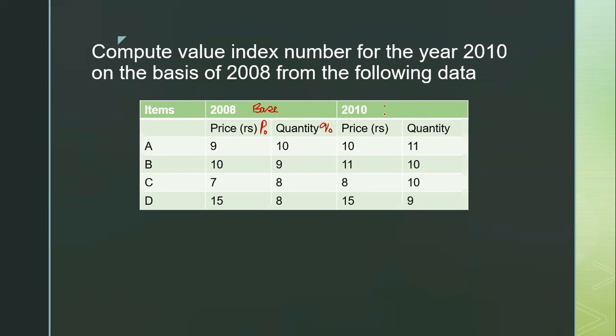2010 is given, that will always be the current year. So price of the current year will be P1, quantity of the current year will be Q1. Now what have they asked us to calculate? They have asked us to calculate the value index number, so we want all the information.